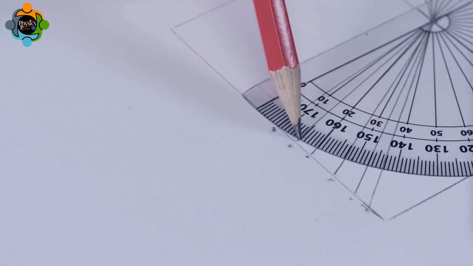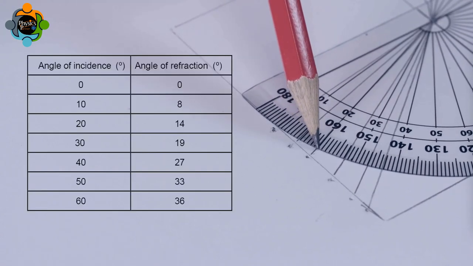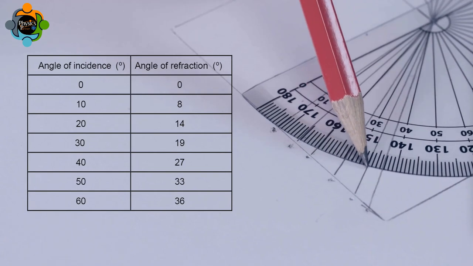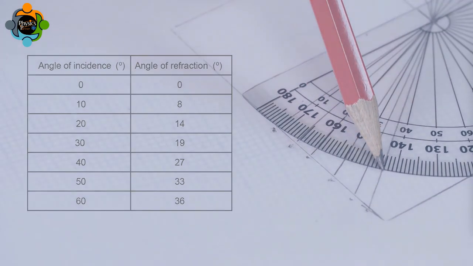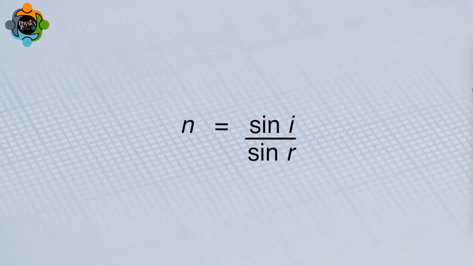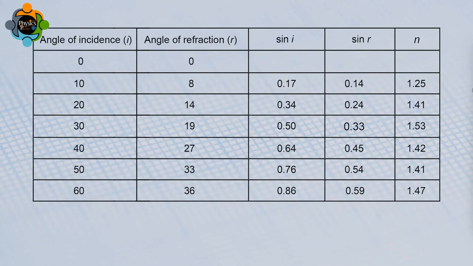Each angle of refraction is measured using a protractor and the values are added to the table. The refractive index of a material can be calculated using the equation n equals sin i over sin r. Values are calculated for the refractive index of the material. The refractive index is determined by calculating a mean value.